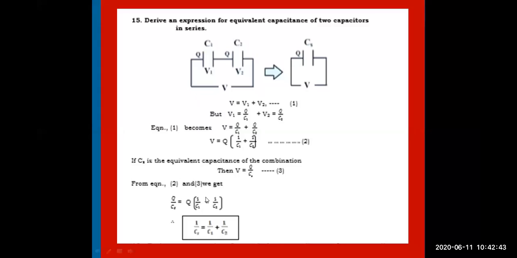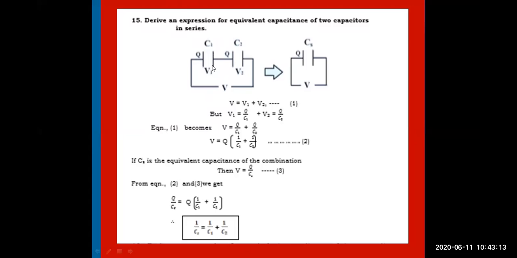Now, having completed this, the next question we are going to see is the derivation for equivalent capacitance of two capacitors connected in series. Be very careful when you draw your diagram. There should be two equal parallel lines. If you draw one line a little bigger, it will become a cell instead of a capacitor. So here you have to mention two equal and parallel lines.